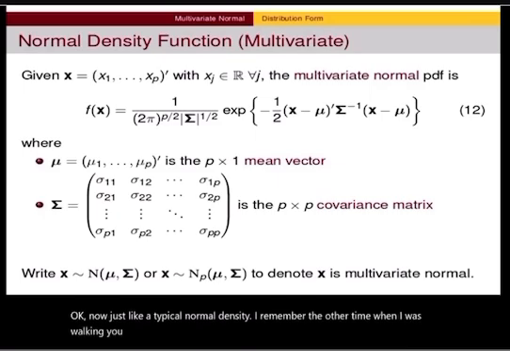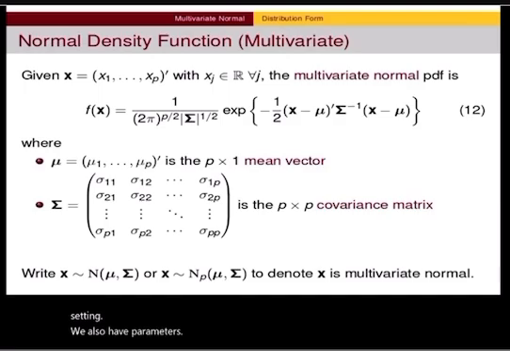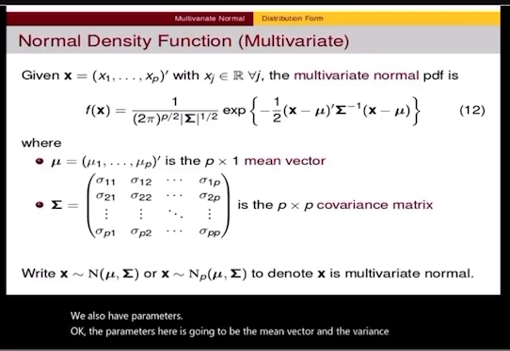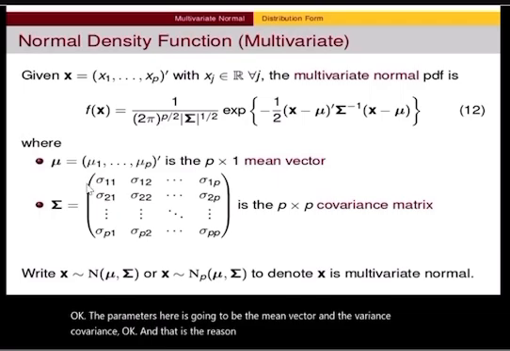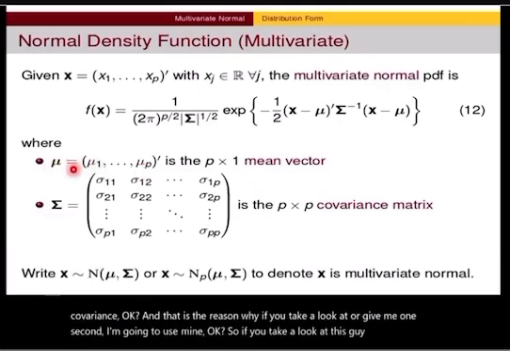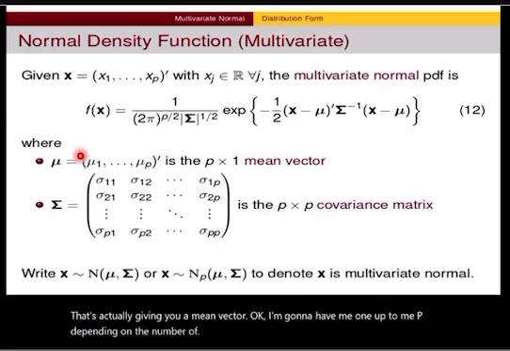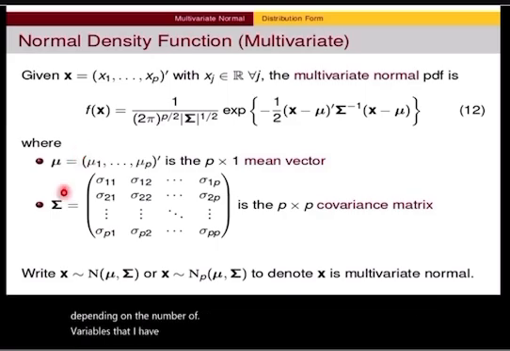Now, just like a typical normal density, I remember the other time when I was walking you through the univariate normal density, we had two parameters: the mean and the variance. In the multivariate setting, we also have parameters. The parameters here are the mean vector and the variance covariance matrix. This is giving you a mean vector, mu1 up to mu p, depending on the number of variables that I have. Then I'm also going to have a covariance matrix.